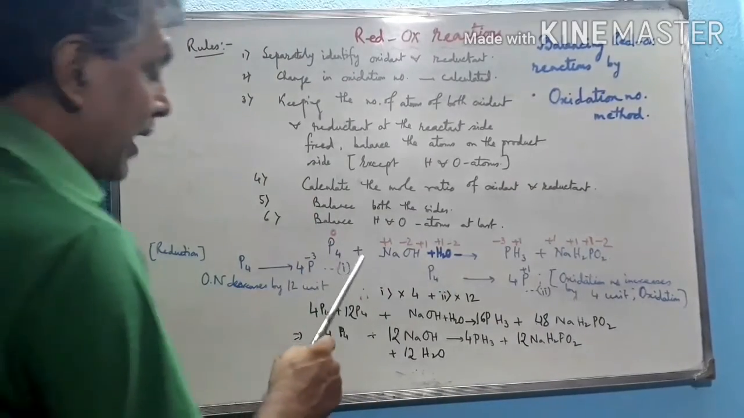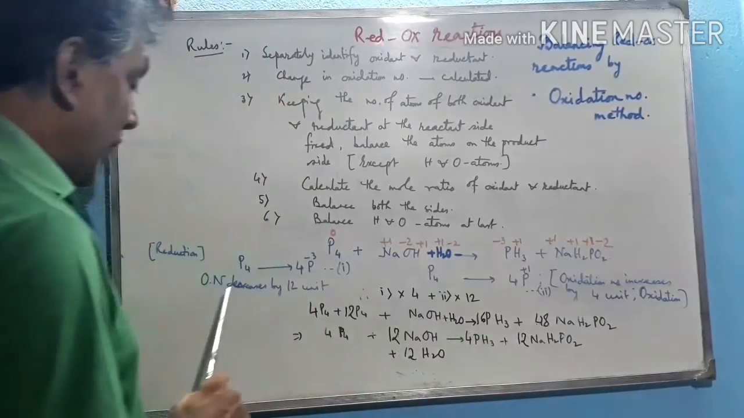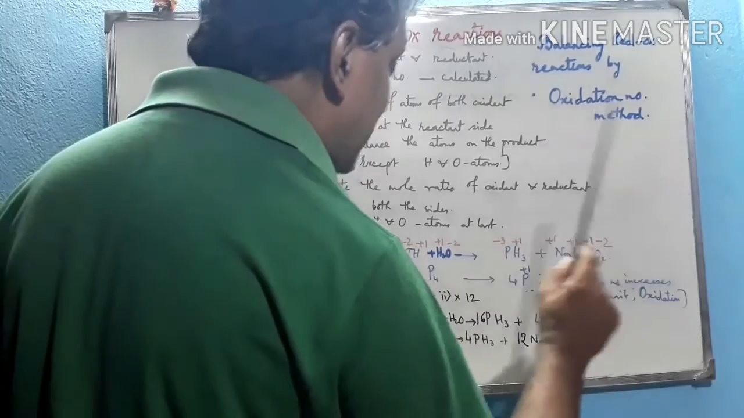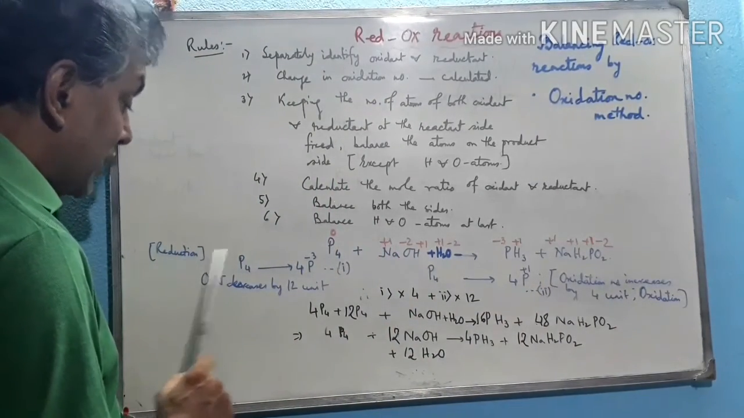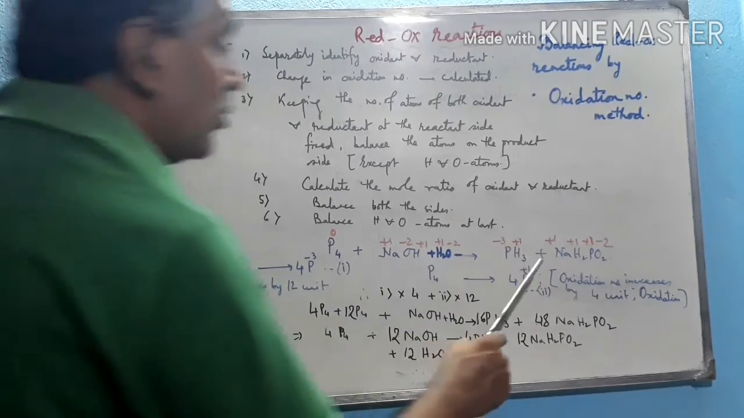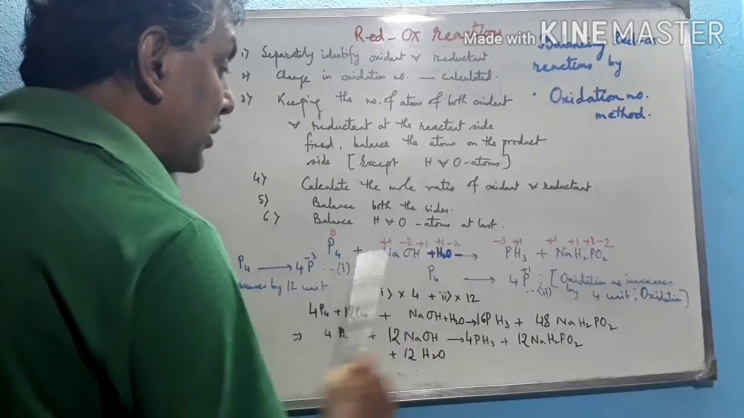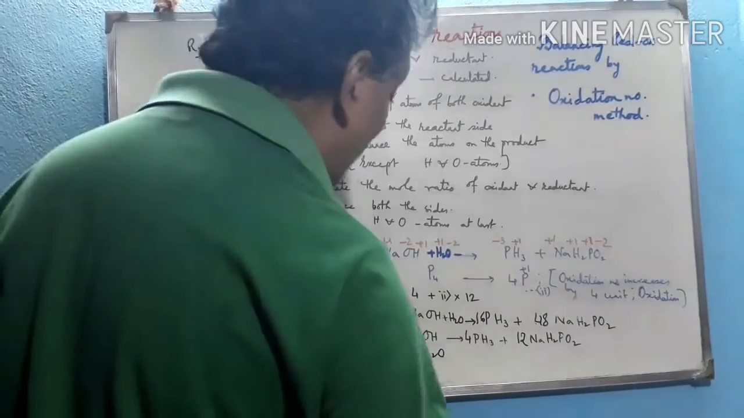First, write the reduction part and the oxidation part separately. Find out by how many units the oxidation number decreases and by how many units it increases, which one is the reductant and which one is the oxidant. Where the reduction takes place, that is the oxidant; where the oxidation takes place, that is the reductant. So now balance both sides just by the method of elimination.